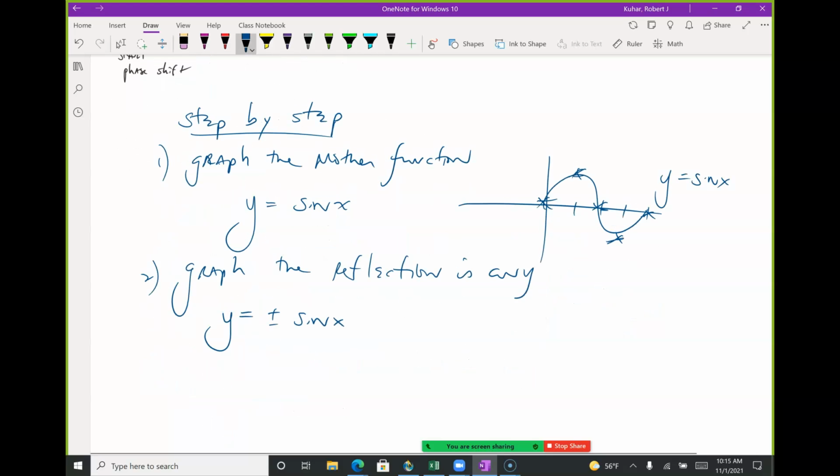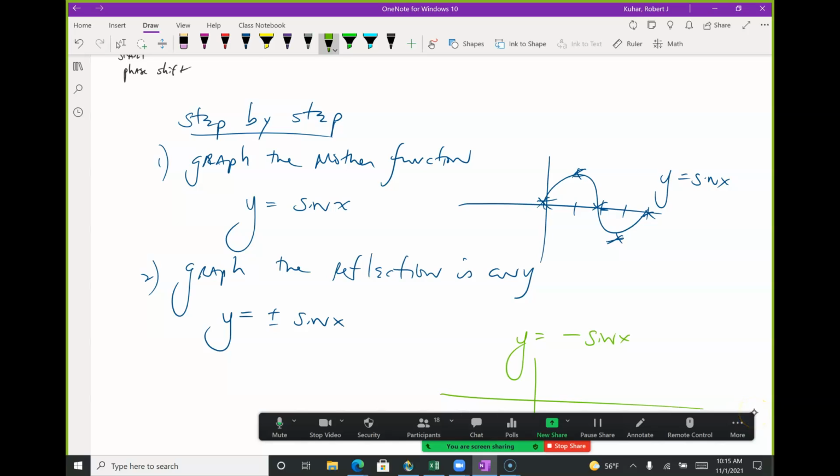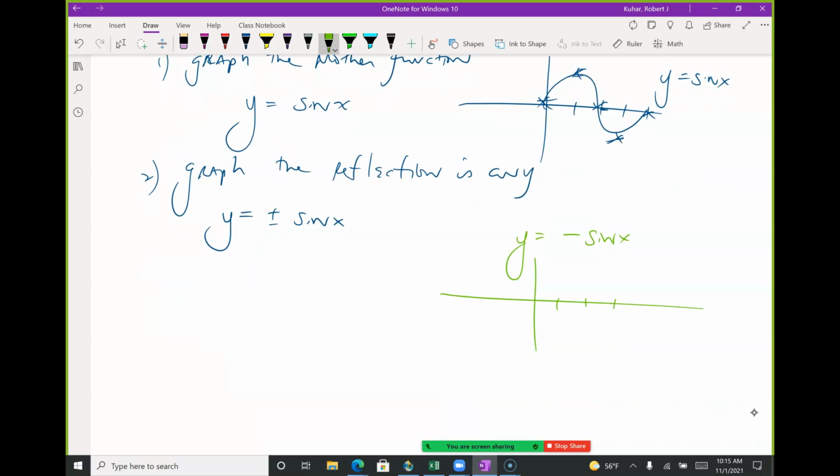If I had a negative out front, I'd be asking you to graph the reflection. And what does that do? It takes all of the positive y's and makes them negative. So I'm going to reflect everything around the x-axis, right? So there's my negative sine of x.